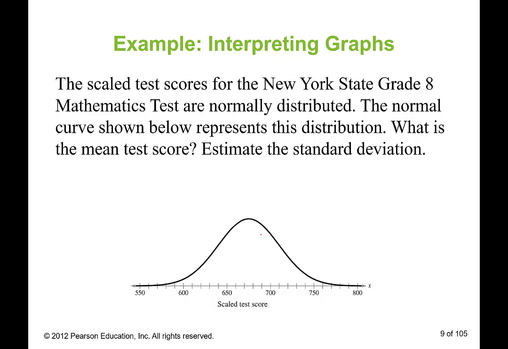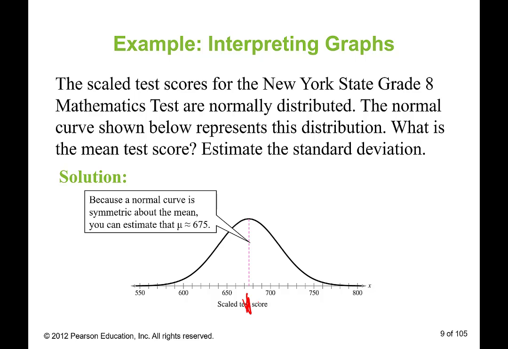Scale test scores for the New York State Grade 8 mathematics tests are normally distributed. The normal curve shown below represents this distribution. What is the mean test score? And estimate the standard deviation. So where are we going to look for that mean test score? If you guessed somewhere right around here, you are correct. Somewhere right around the center is where that mean is going to be. It's that line of symmetry.